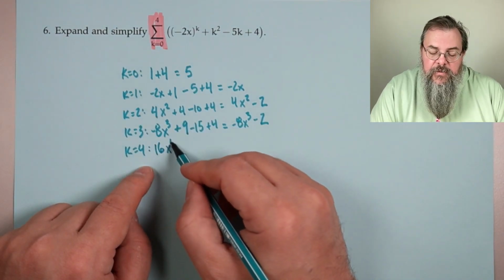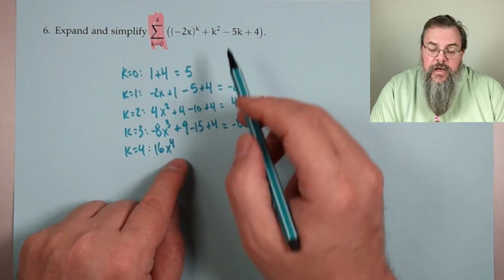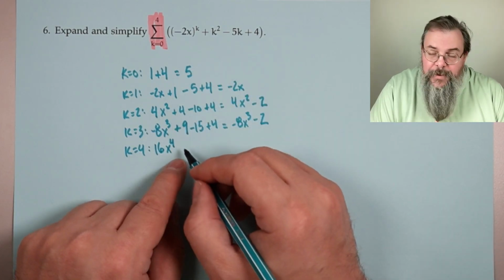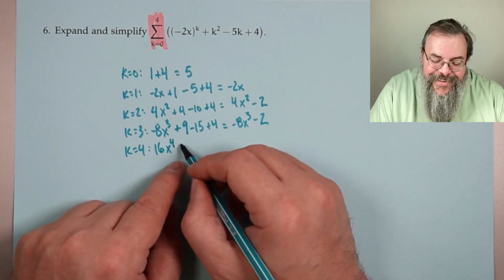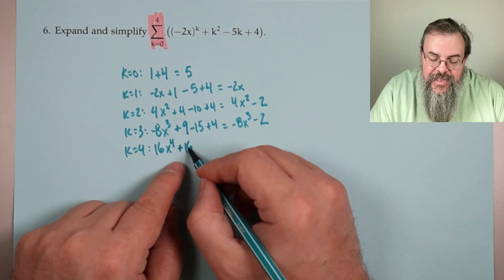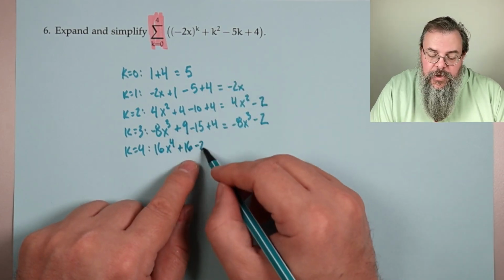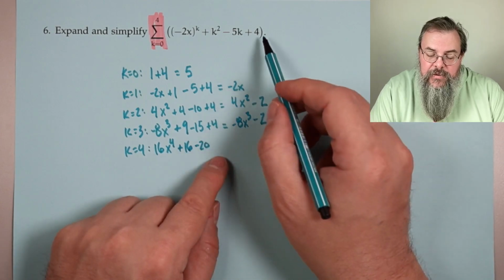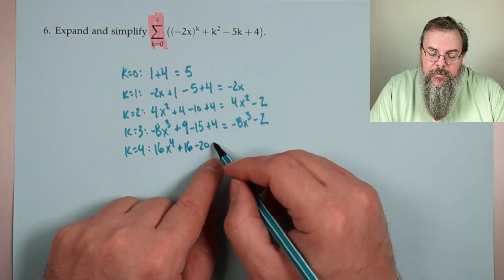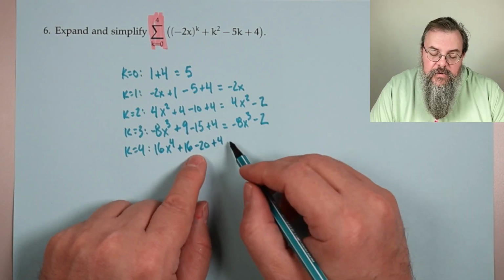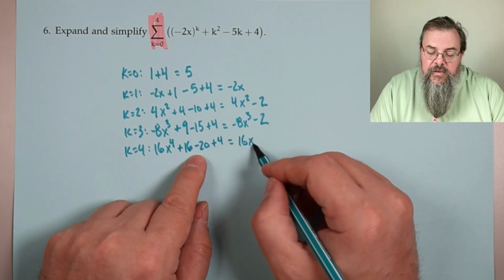X to the 4th, and then we have k equals 4 squared. No, wait, that's something else. Okay, so k squared, 16. 5 times 4, 20. And then plus 4 is plus 4. 16 plus 4 is 20. Subtract 20 is 0. So we get 16x to the 4th.